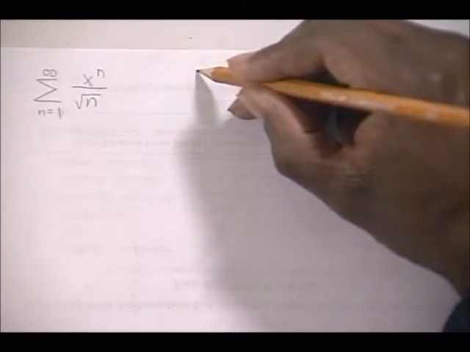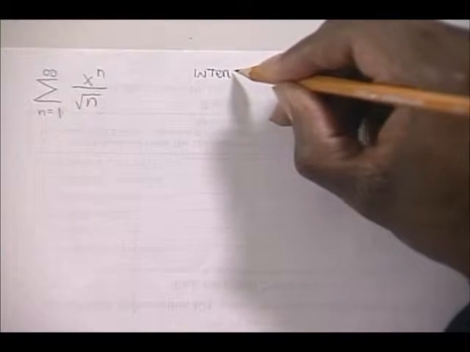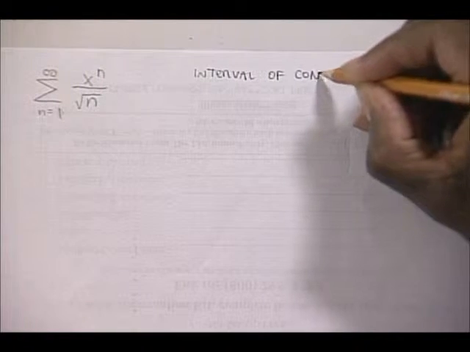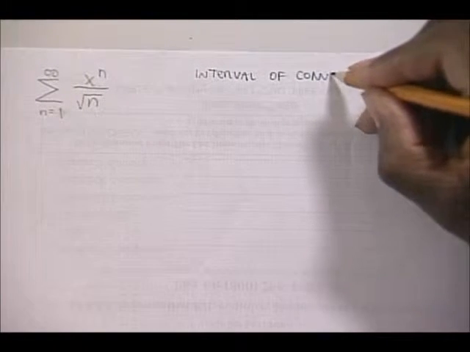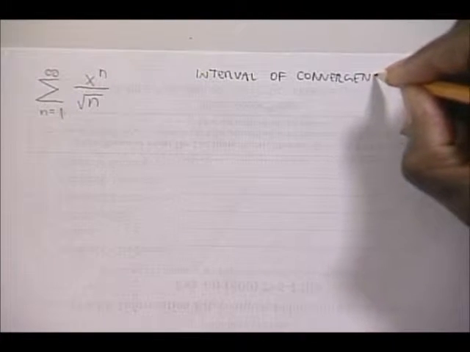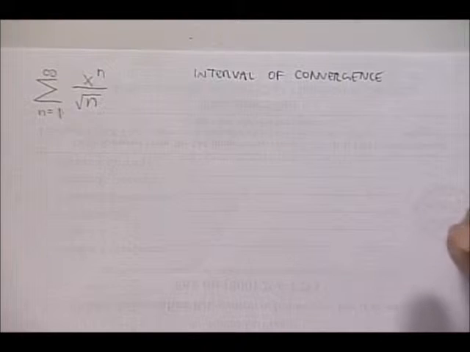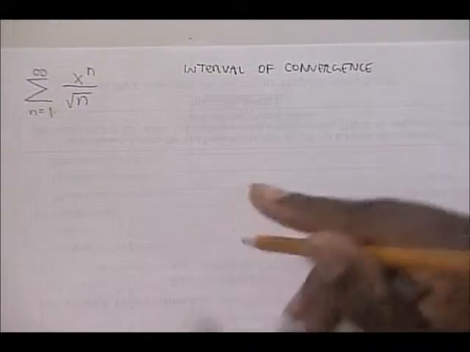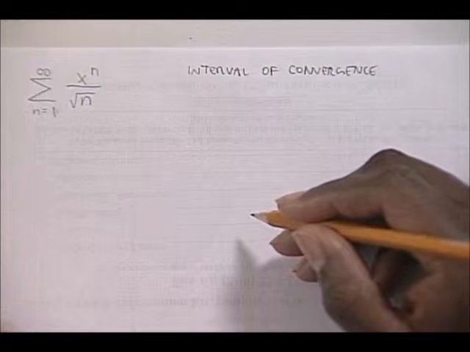This is a problem where we have this series, and what they're asking for is what's called an interval of convergence. Interval of convergence. All right, so what's the interval for x where this series, x raised to the n over radical n, what are the values of x where this series would converge?